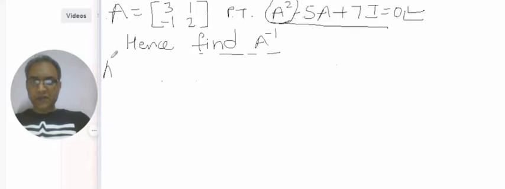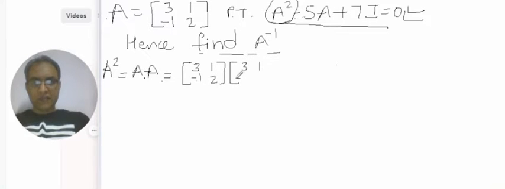A square, that means A into A. So we have to multiply matrix A 2 times. A is [3, 1; -1, 2], multiplied by [3, 1; -1, 2]. That means I have multiplied the matrix 2 times.